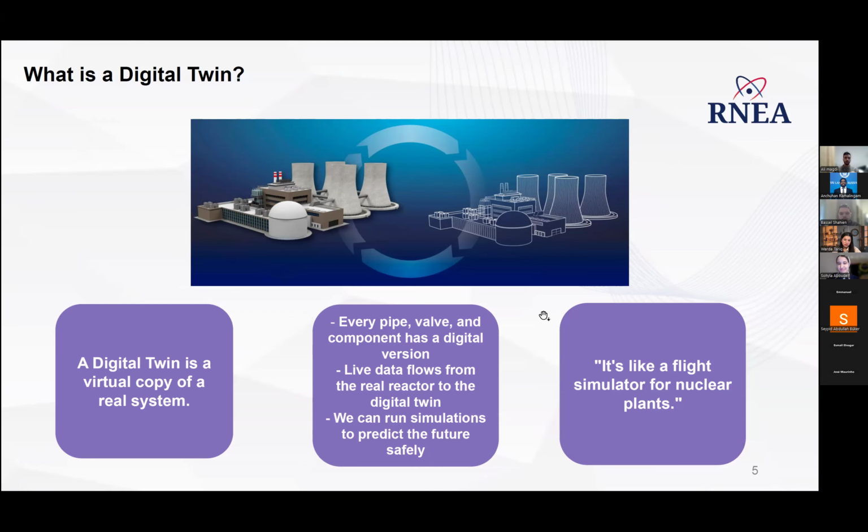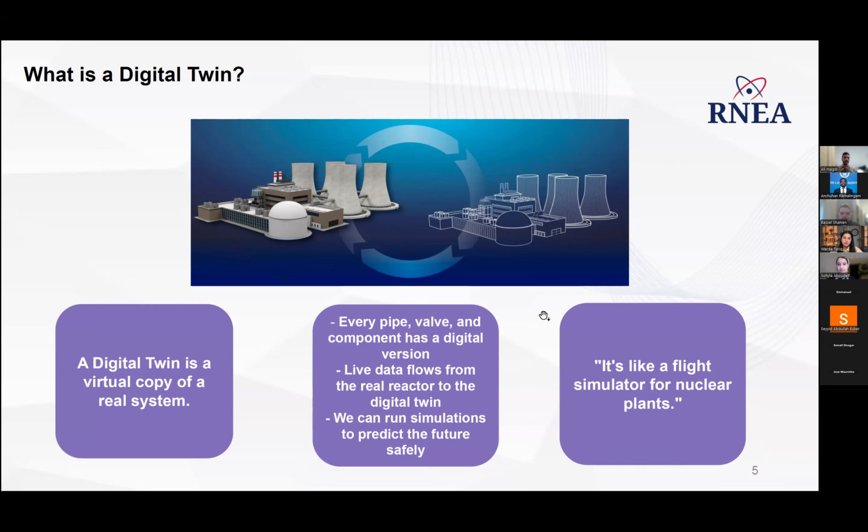Now this digital copy is connected to the real reactor. Sensors in the real world send data to the computer all the time. So the digital twin knows the real temperature, the real pressure, the real radiation levels at this exact moment. So why is this useful? Because we can use the digital twin to predict the future. We can ask what will happen if we turn this valve.